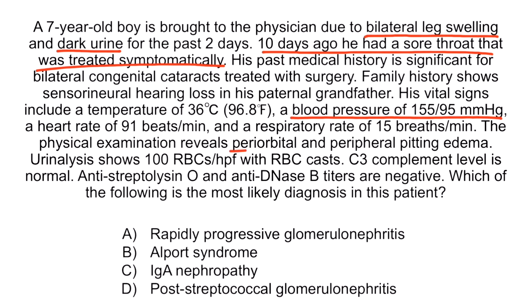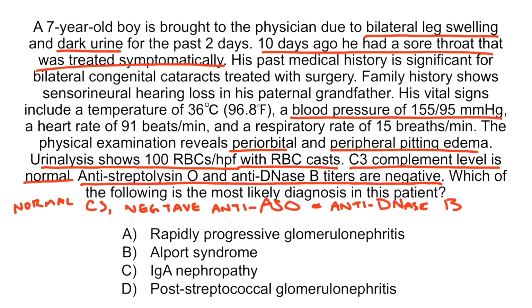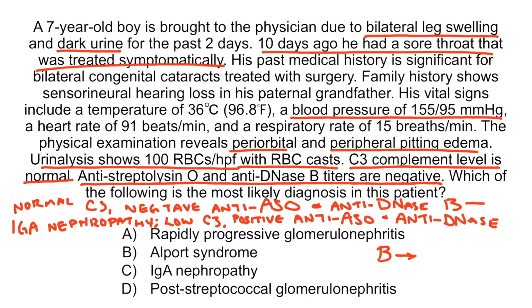Physical exam reveals periorbital and peripheral pitting edema. Urinalysis shows 100 red blood cells per high power field with red blood cell casts. These latter findings confirm nephritic syndrome. C3 complement level is normal. Anti-streptolysin O and anti-DNase B titers are negative. IgA-based immune complexes do not activate complement system. Therefore, normal C3 complement level as well as negative streptococcal titers favor IgA nephropathy over post-streptococcal glomerulonephritis, so the correct answer is option C.